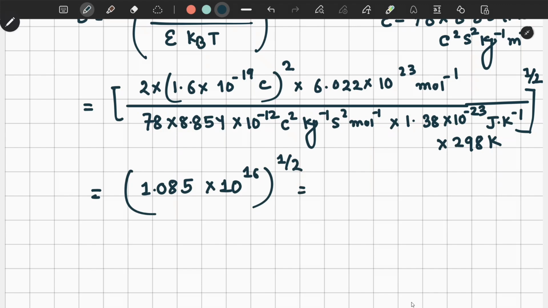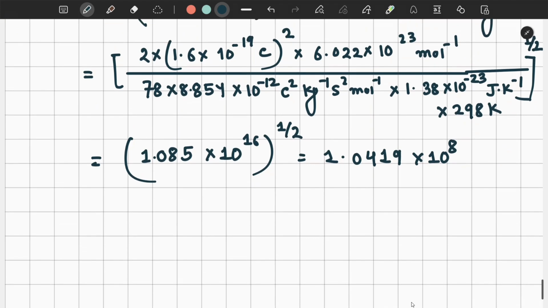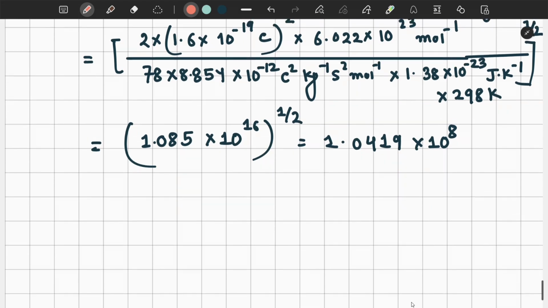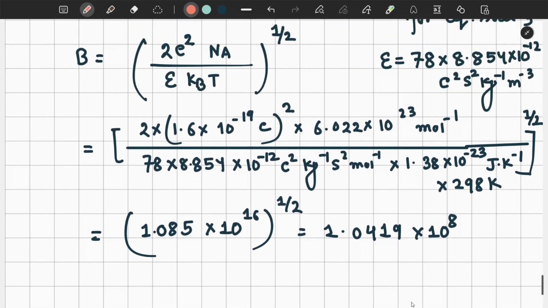So the final answer is 1.0419 into 10 to the power 8. But what will be the unit? That part is still remaining. 1.0416. Okay, that doesn't matter. But the unit is important.